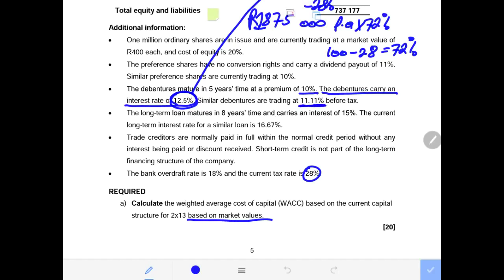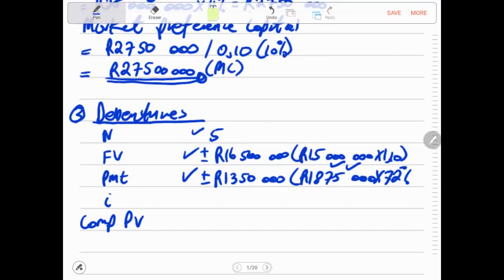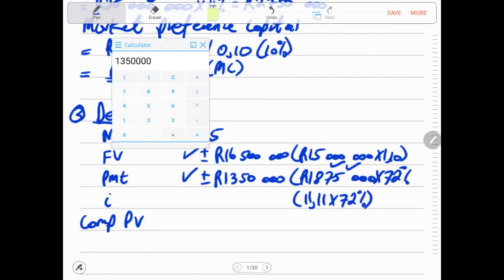This is the trading rate according to the market, and this is before tax, and we need it after tax has been taken into account, because this interest must be deducted of the 28% tax that we have spoken about. So 11.11% must be after tax. So let me open brackets and say 11.11 times 72%. I think now you understand why I multiply by 72%. If you want, you can just say minus 28%.